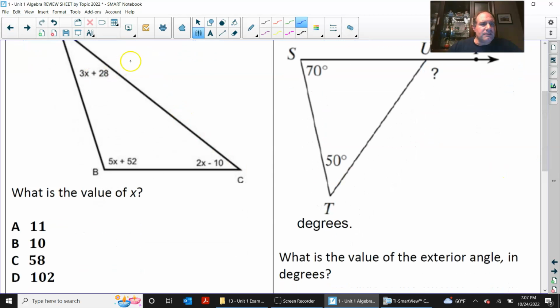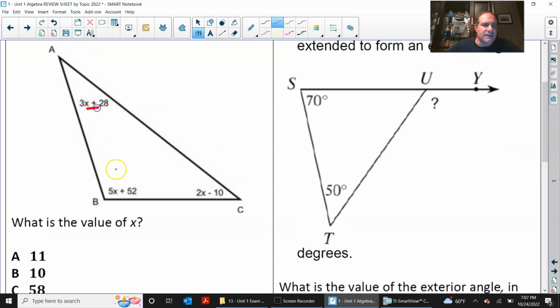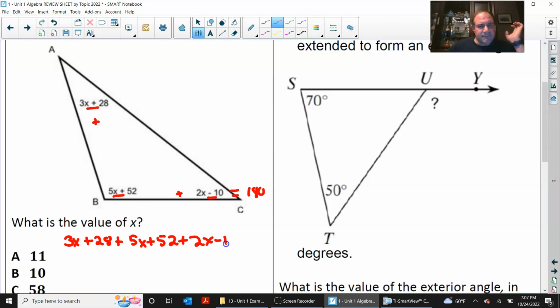So we're talking about a triangle. The interior angles of a triangle equal 180 degrees. So if you add them all up, that equals 180 degrees. You're just going to go, okay, this is a triangle. I'm going to add up 3x plus 28 plus 5x plus 52 plus 2x minus 10 equals 180.